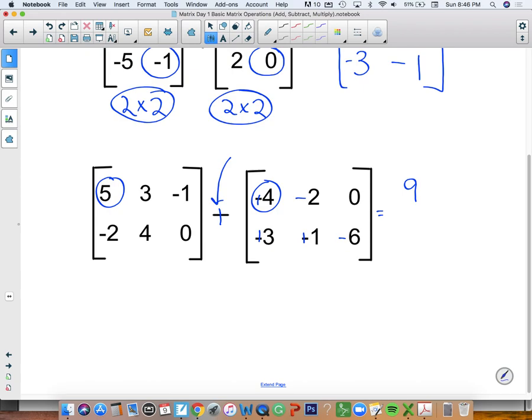See if you can get it done before me. So 3 plus a -2. 1. -1 plus 0. -1. And then I have a -2 plus a 3. That's a +1. 4 plus 1. That's 5. 0 plus a -6. That's -6. So pretty crazy, right? Addition, subtraction, it's just as easy as addition, subtraction, just doing it more than once for each matrix, okay?